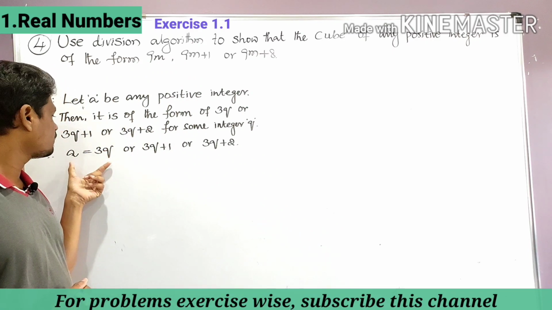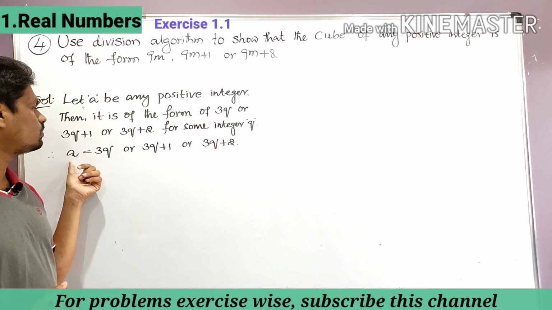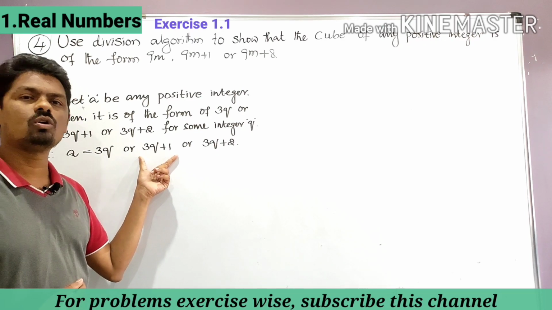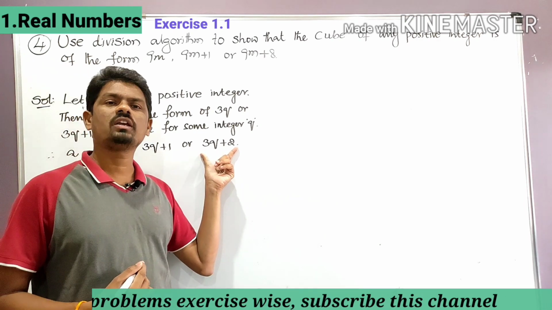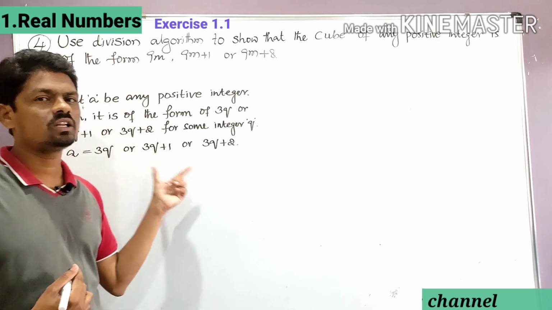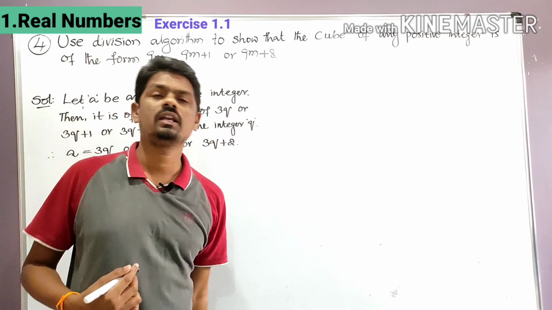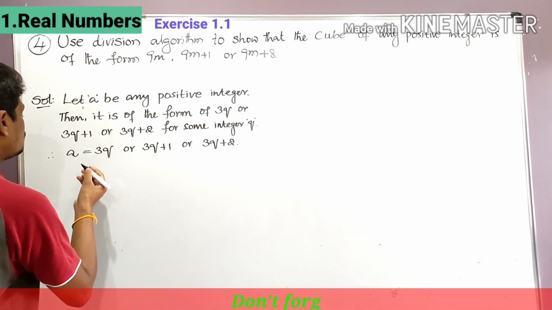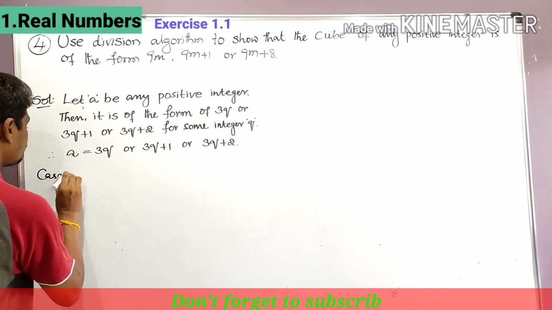In case 1 we have to take a is equal to 3q and find a cube. In the same way, in the second case we have to take a is equal to 3q plus 1 and find a cube. In the third case we have to take a is equal to 3q plus 2 and find a cube. Then in all the three cases a cube will be either of the form 9m or 9m plus 1 or 9m plus 8. So see, student, in the first case we have to take a is equal to 3q. So case 1.